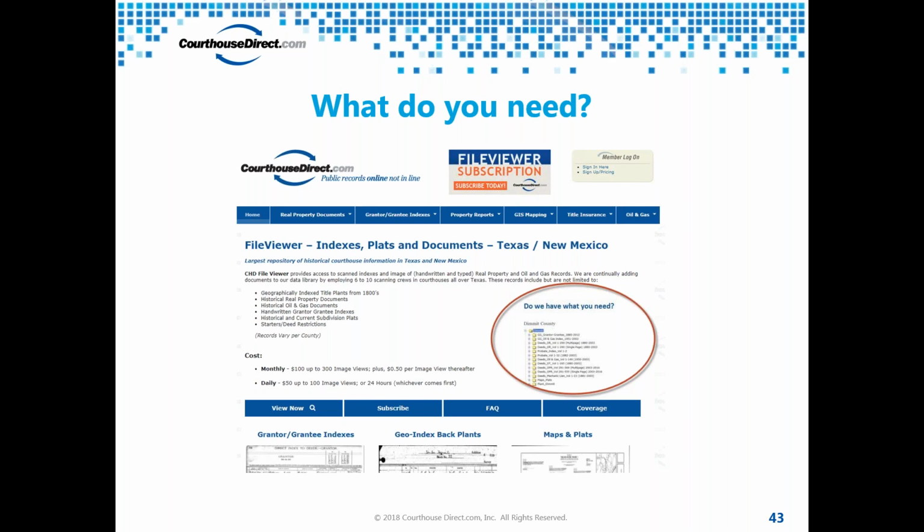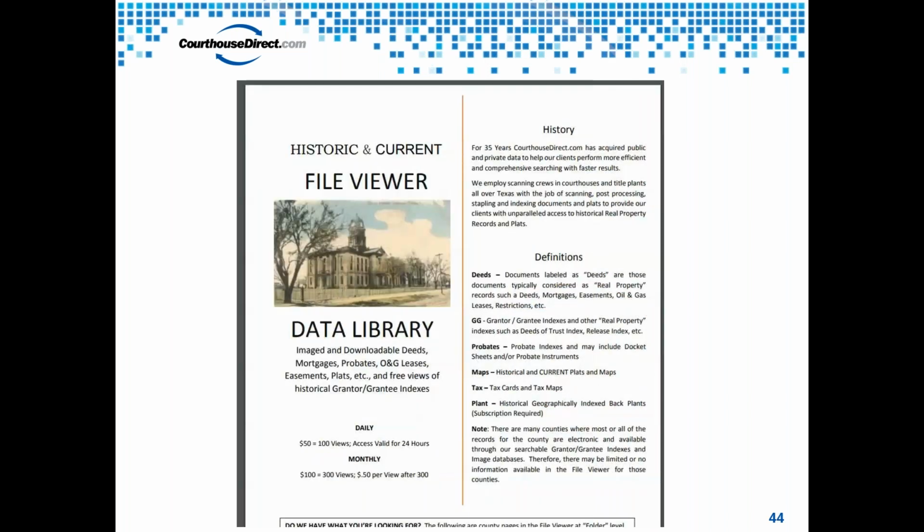There is an area within this file viewer where I can click on this button that says, do we have what you need? It'll bring you to this page, and I want to point out that along the side, under definitions, if it's labeled as deeds, essentially it means it's a document. If it's labeled as a GG, it essentially means it's an index. It could be an oil and gas index that's labeled as a GG, but it's an index.